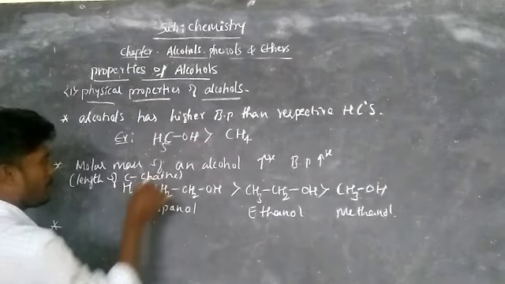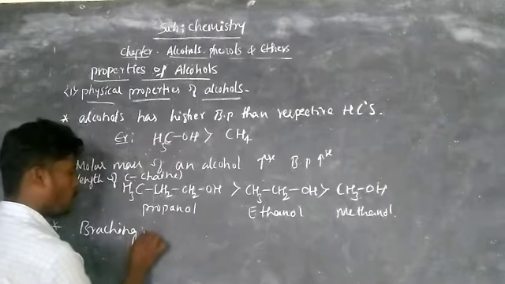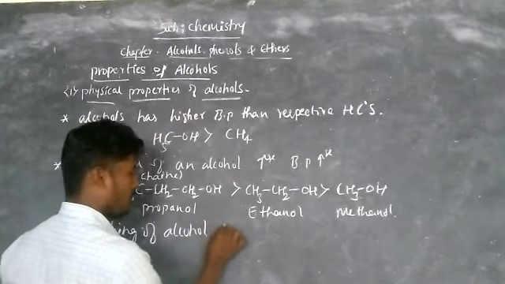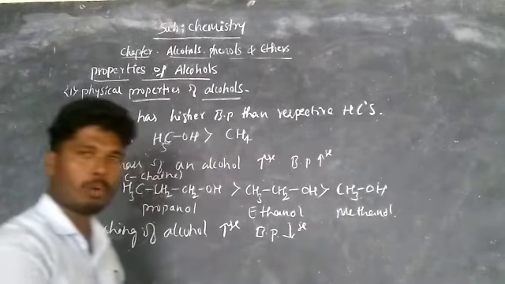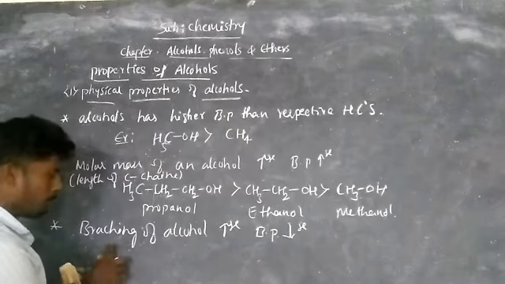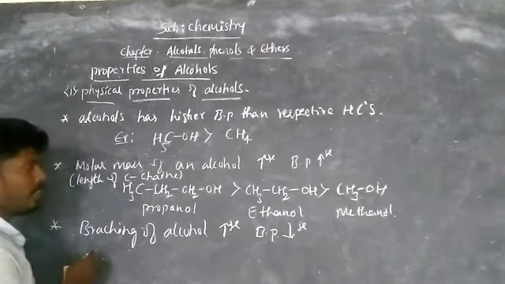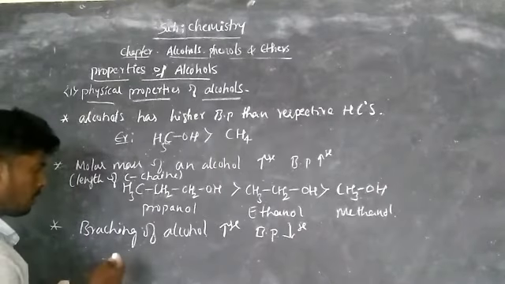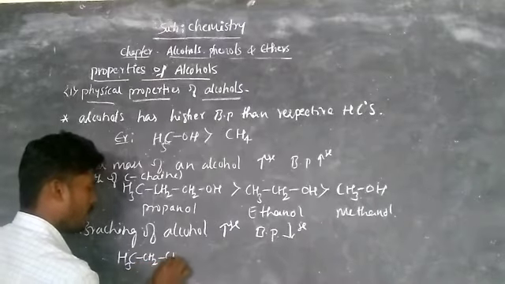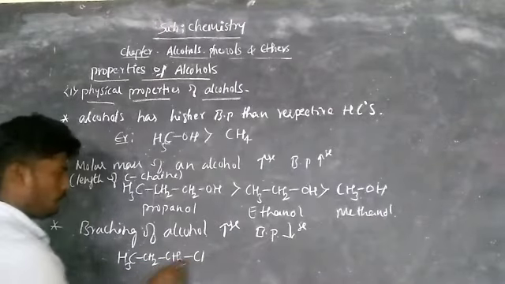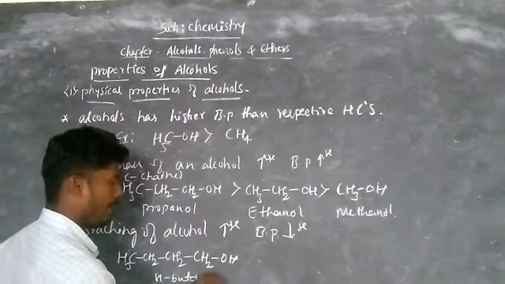Then the third one, besides molar mass or length of carbon chain, C chain means carbon chain. And as branching of alcohol increases, boiling point decreases due to decrease in the molecular surface area. What happens is, if branching is increasing, the boiling point keeps decreasing. For example, take butanol, N-butanol, CH3 CH2, 1, 2, 3, 4, CH2 OH. This is N-butanol, right?